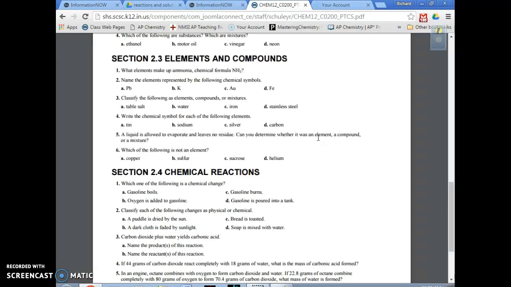And what if it's a mixture of alcohol and water? Well, the alcohol and the water would both evaporate, so nothing would be left behind. So you could not tell whether it's an element, a compound, or a mixture. That would not be a good way to tell.